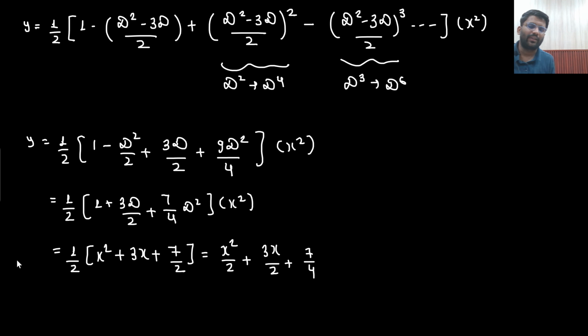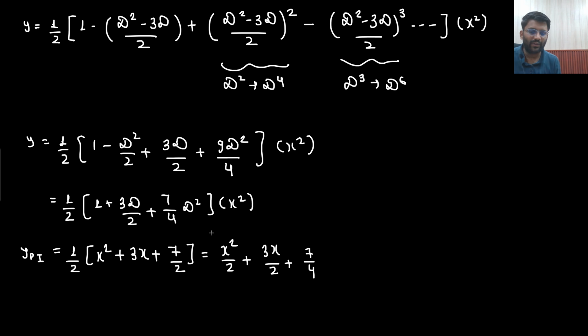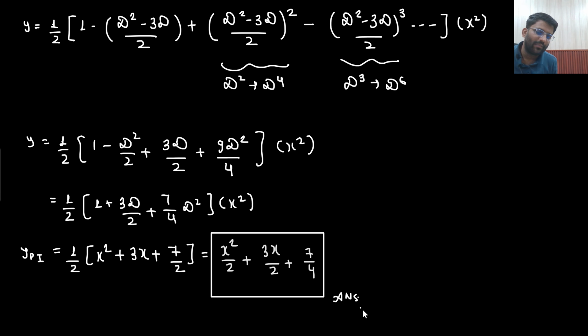Yes, this is the particular integral that we are getting. Is it same? X square by 2 plus 3x by 2 plus 7 by 4. Yes, the same answer we are getting. I know it is a bit lengthy, but there is nothing difficult here. Just have some patience, think about it, and your job would be done.